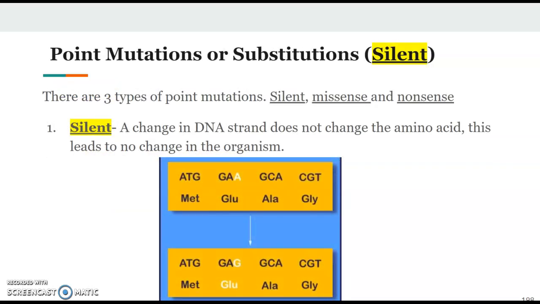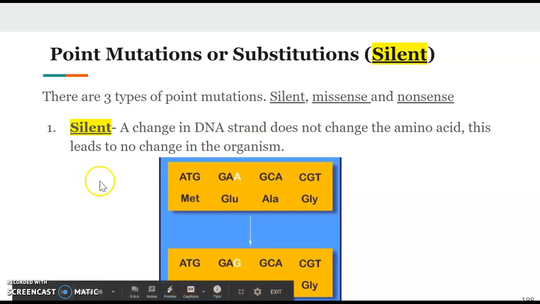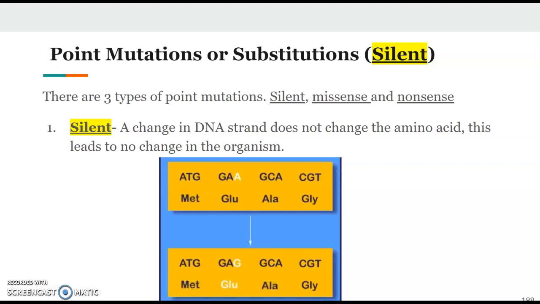All right, so there are different types of point mutations. First one we're going to talk about is a silent mutation. This is when there's a change in DNA that does not change the amino acid. So this doesn't lead to a change in the organism. For example, if you had ATGGAA and it changed to GAG, but you still got the same amino acid, glycine, then that's a silent mutation. It's a change in the DNA, which in this case doesn't lead to a change in the protein.